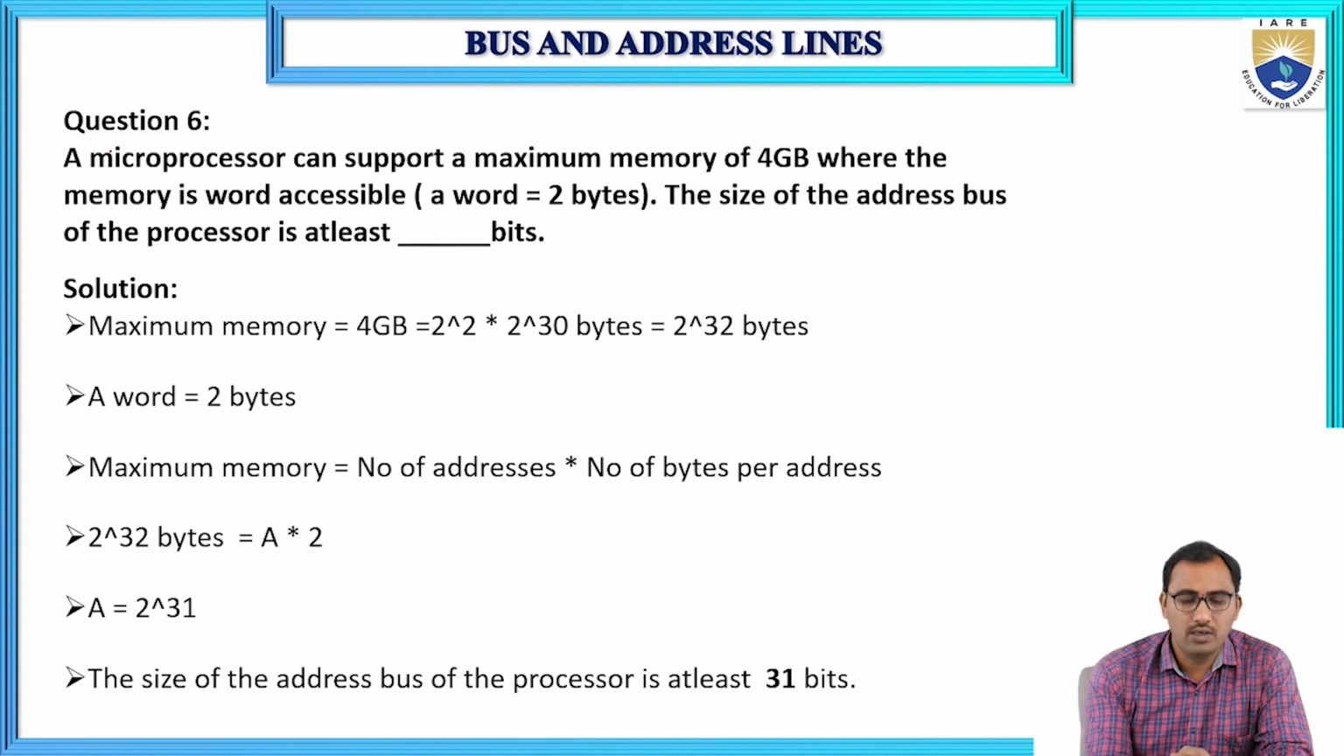And the last question, question 6. A microprocessor can support a maximum memory of 4 GB where the memory is word accessible. A word is equal to 2 bytes. The size of the address bus of the processor is at least dash bits. So the maximum memory is 4 GB, which we can write as 4 into GB.